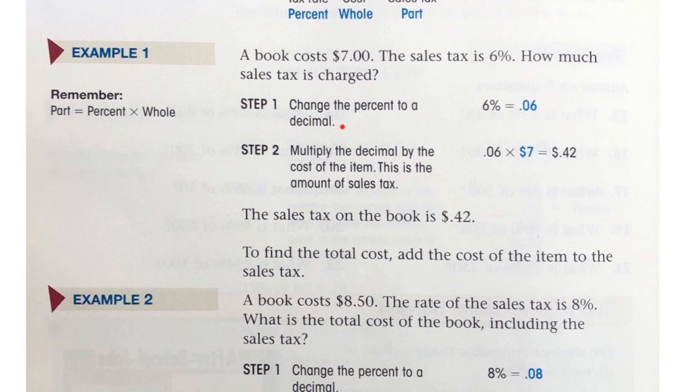Step 1, change the percent to a decimal. 6% equals 0.06. Step 2, multiply the decimal by the cost of the item. This is the amount of the sales tax. So 0.06 times the $7 of the book equals 42 cents. The sales tax on the book is 42 cents. To find the total cost, add the cost of the item to the sales tax.